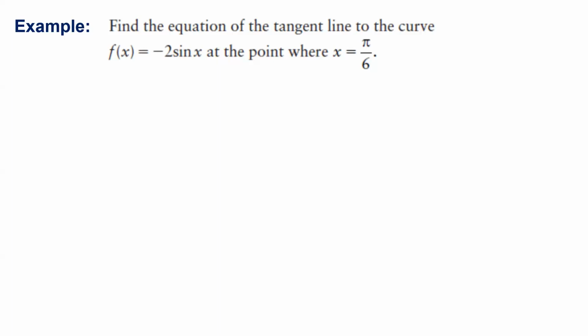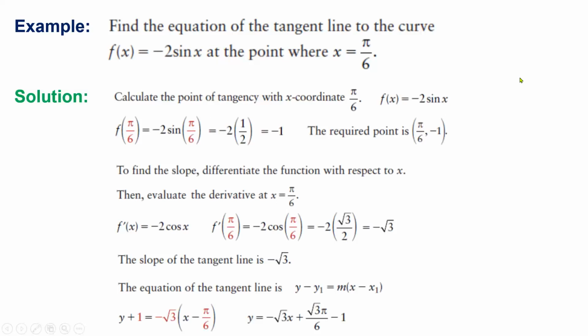Okay, have you finished? Okay, let's have a look at the solution together. First, we can calculate the point of tangency with x coordinate at x equals a sixth pi, right? Well, we can insert x equals a sixth pi, and then that gives us f of a sixth pi equals -1, right? So the required tangent point is (a sixth pi, -1). We know the tangent line passes through this point. Next, we find the slope of the tangent line.